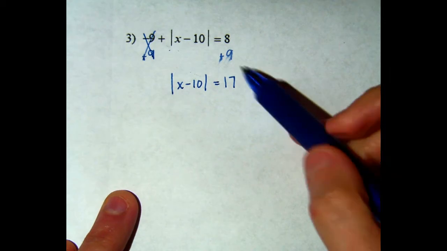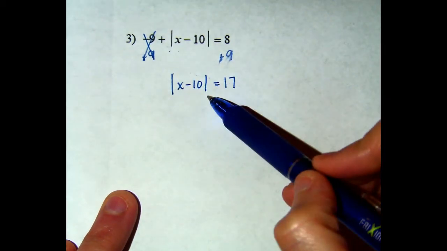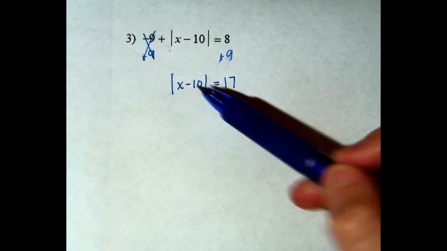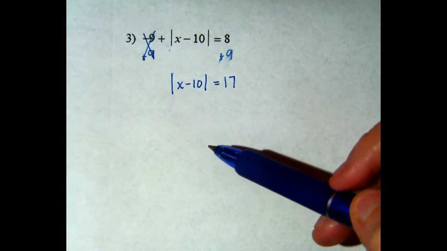Step 1 is isolate the absolute value. The absolute value symbol is by itself now. The only thing that's here is stuff inside. So step 2 is to create two cases.